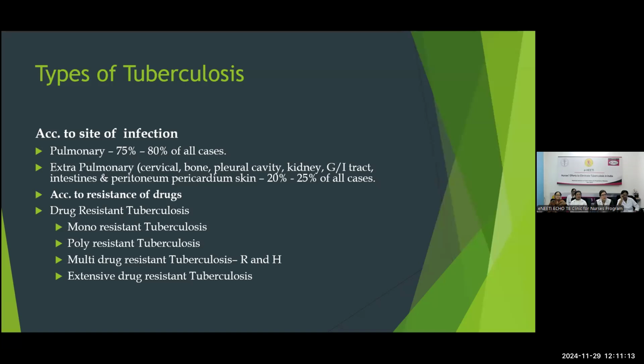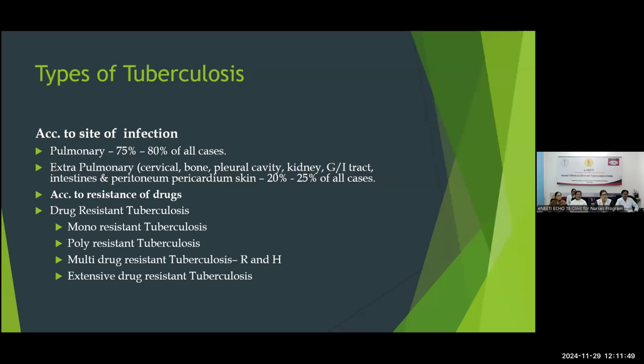These are the types of tuberculosis. According to the site, there are two types of tuberculosis: pulmonary and extrapulmonary. 75% to 80% of all cases are pulmonary TB, which mainly affects the respiratory system, meaning the lungs. Extrapulmonary tuberculosis can be cervical, bone, pleural cavity, kidney, gastrointestinal tract, intestines, and any other part like skin also. So there are two types according to site of infection, pulmonary and extrapulmonary.